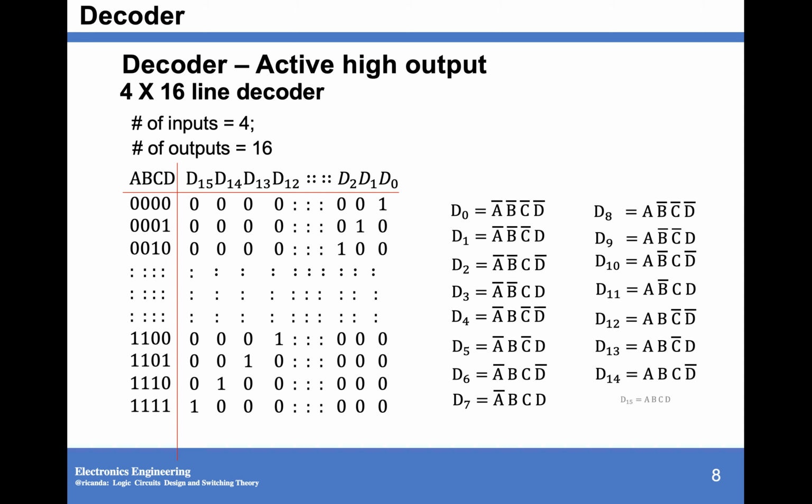So we have 16 outputs, D0 to D15. Every output corresponds to your input combination. If you have D0, it is 0000. If you have D1, it is equivalent to 0001. If you have D2, it is equivalent to 0010. D3 is 0011. D4 is 0100, D5 is 0101, and so on.